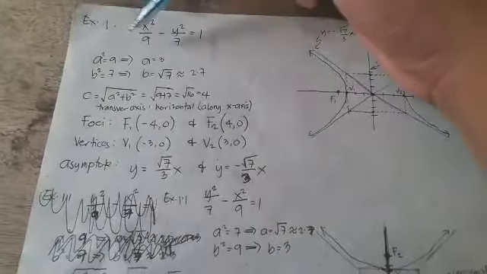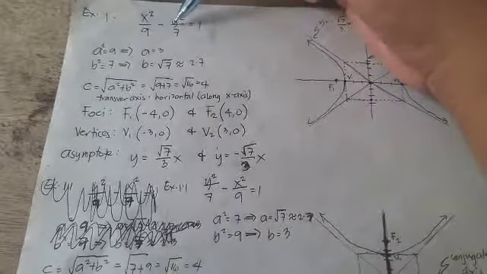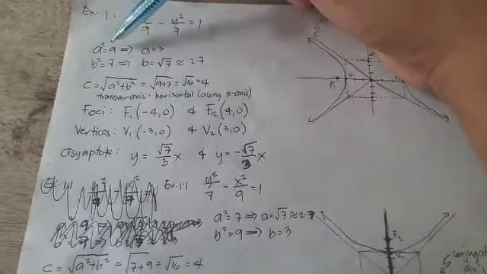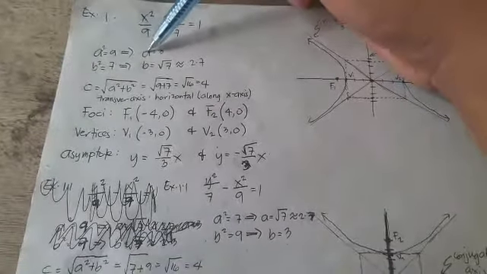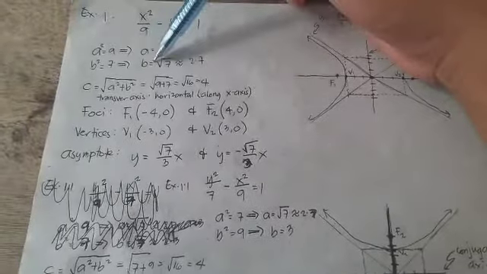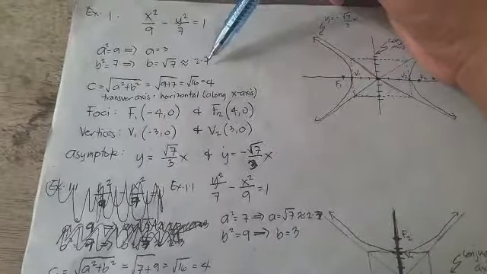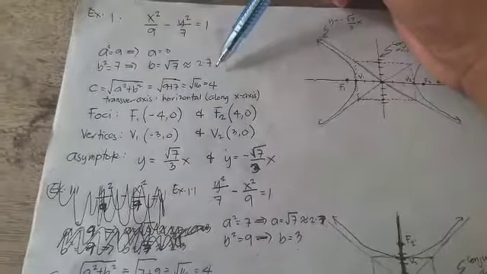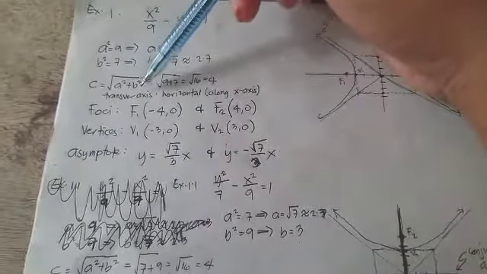Now, this is our A, and it means this is A squared, and B squared. So A squared is 9 and B squared is 7. So the value of A would be 3 and B is the square root of 7, which is approximately equal to 2.7.